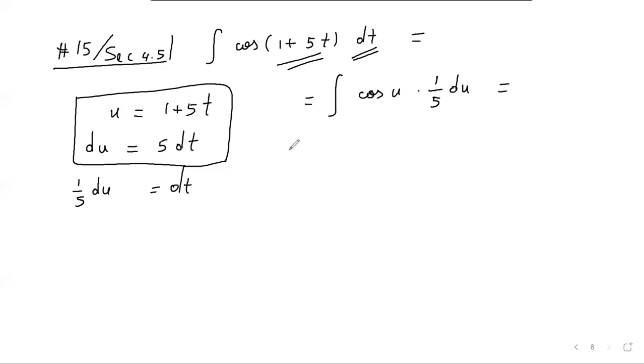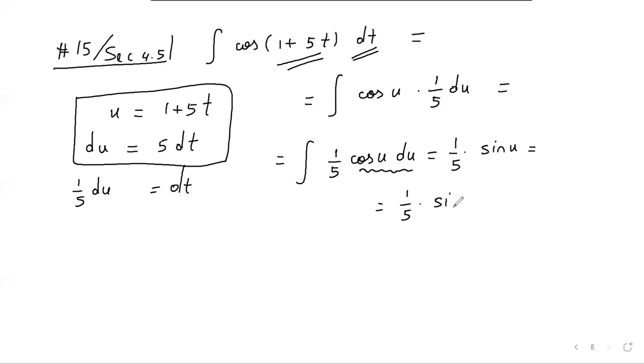All right, folks. So this is going to be equal to the antiderivative of 1 over 5 cosine u du. And that's going to be equal to 1/5 times the antiderivative of cosine u, let me say that directly. The antiderivative of cosine u, folks, is sine u, and that's 1/5 times sine of, and u was 1 plus 5t.